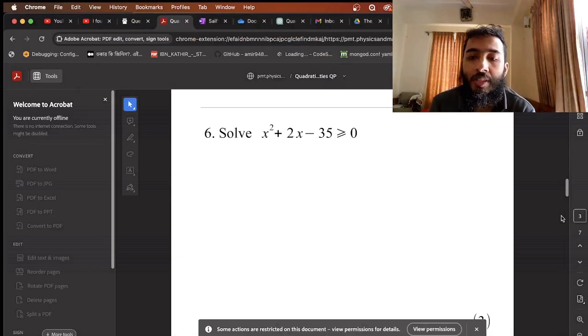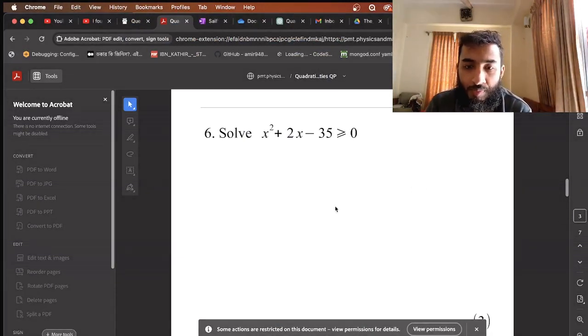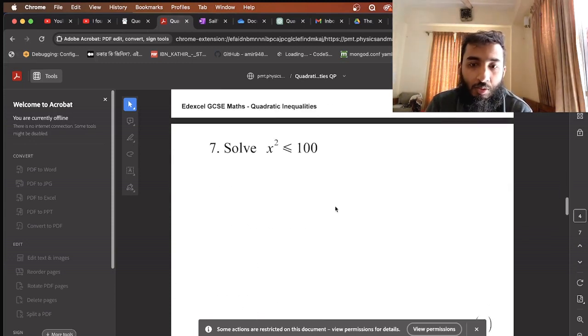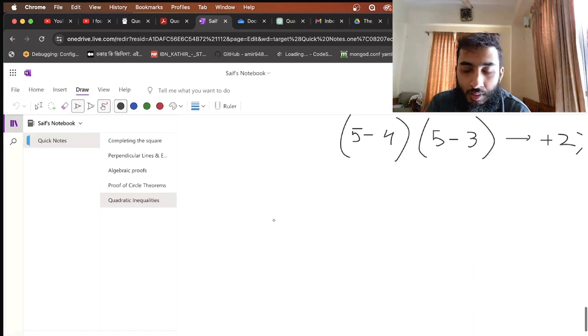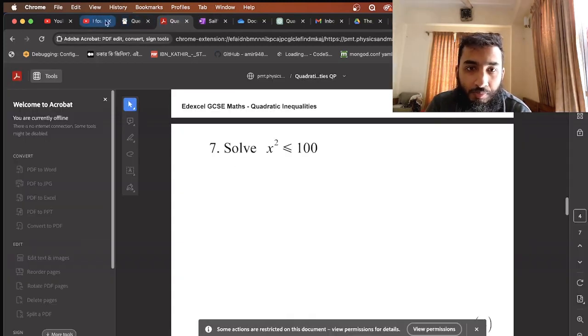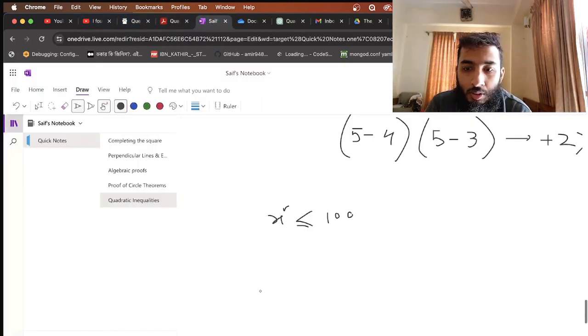So problem number 6 is of the same type which we did before in the previous video. So I'll go to problem number 7, which says solve x square is less than or equal to 100. So if I go to my notepad and use my pen tool, you have to solve that x square is less than or equal to 100. This is what it says, right? So how can you solve this?